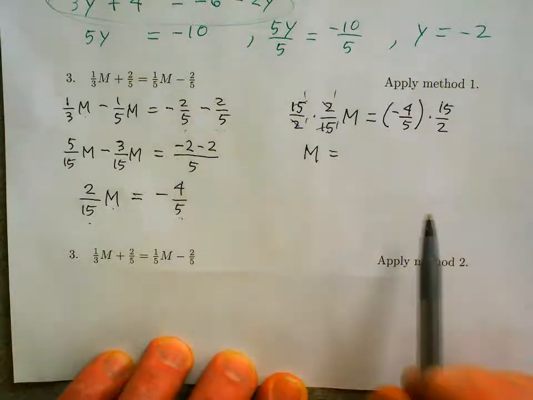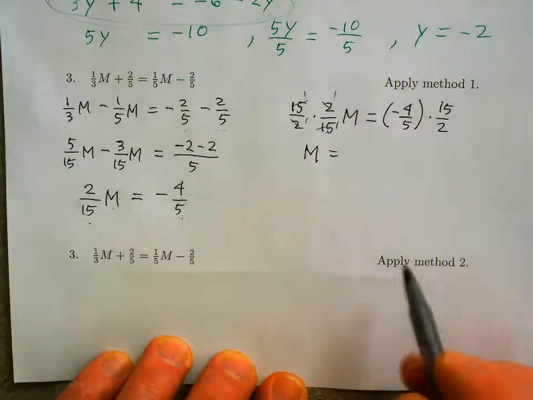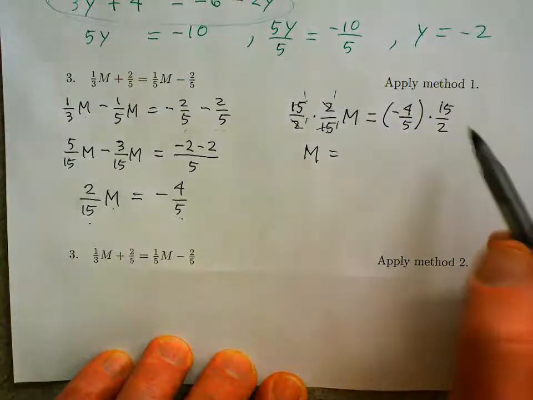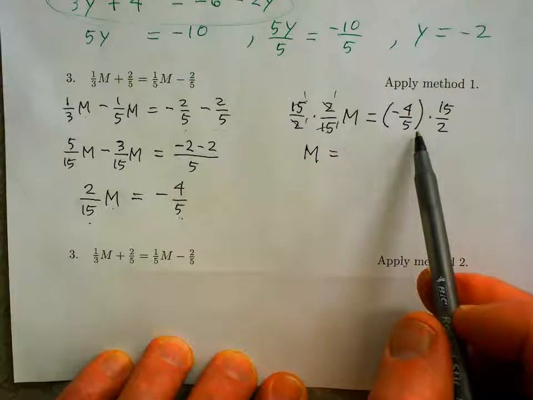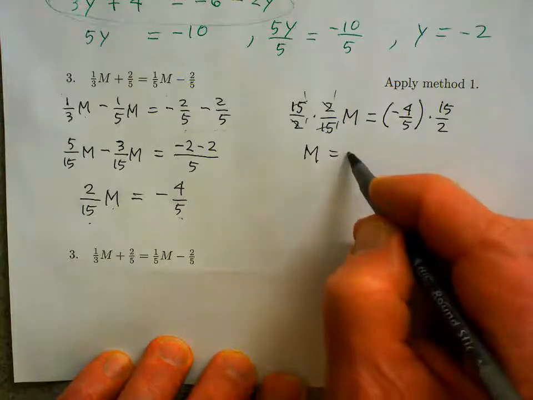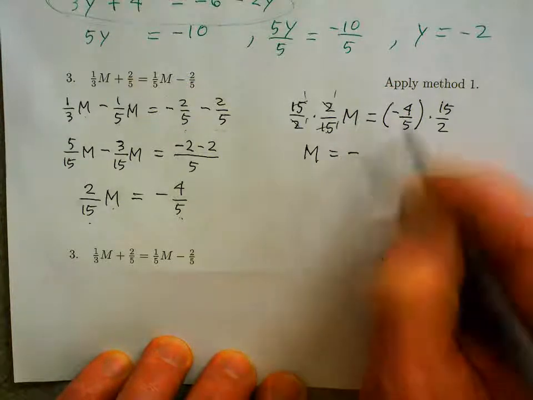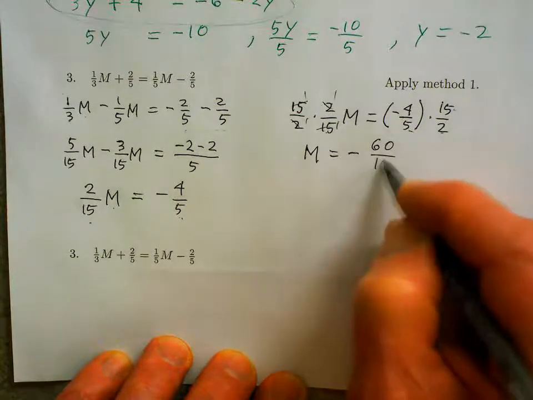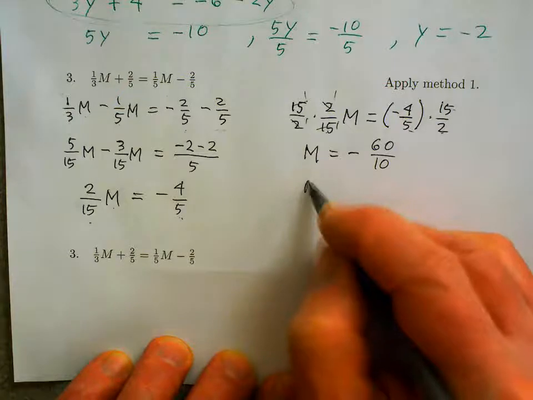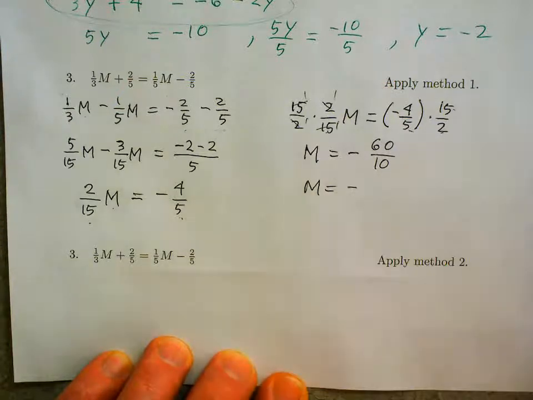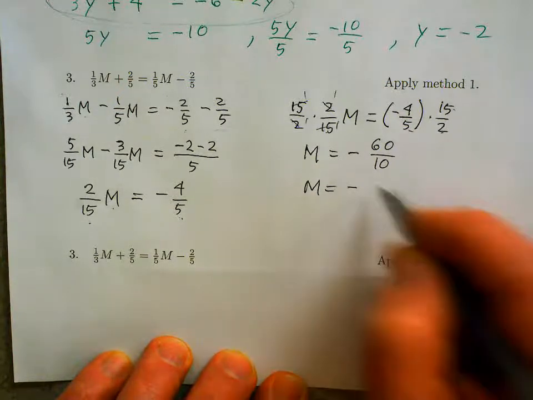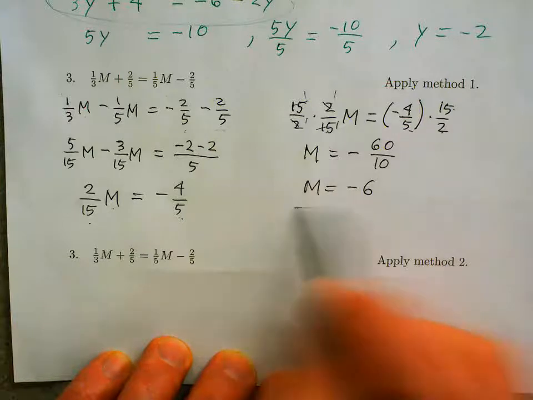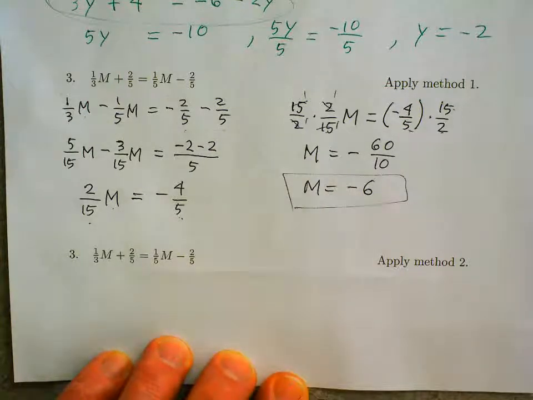On the right-hand side, one way to do it is write negative 4 times 15 is 60 over 5 times 2 is 10. And negative 60 divided by 10 is negative 6. So m equals negative 6.